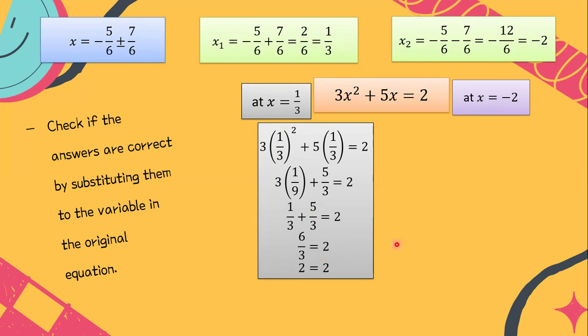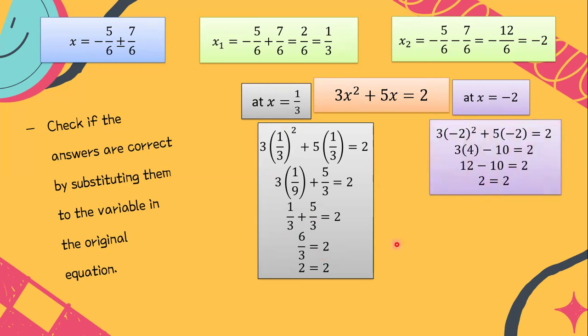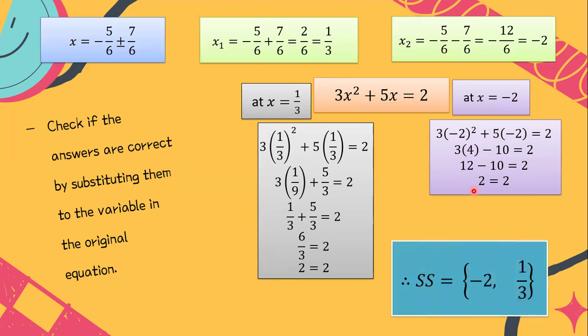Let's have the negative 2 as x. We substitute that to the original equation. So we have now 3 times negative 2 squared plus 5 times negative 2 is equal to 2. Now we have negative 2 squared is 4. 3 times 4 minus 10 is equal to 2. 3 times 4 is 12 minus 10 is equal to 2. Simplify this one, that gives you 2 is equal to 2. If they are equal, then x as negative 2 is a solution also. So therefore, the solution set is equal to negative 2 and 1/3.